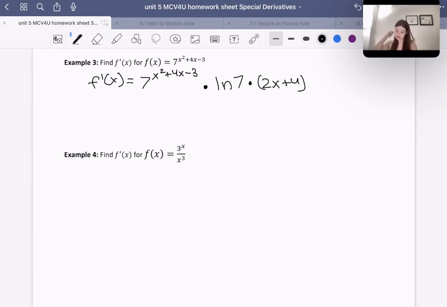It says to find the derivative for 3 to the power of x over x cubed. Okay, so here we're going to have to apply the rules we learned today about how to find the derivative of the exponential functions, and also we'll have to apply the quotient rule. So just a reminder, the quotient rule states that if y is equal to f of x over g of x, then y prime is f prime g minus f g prime over g squared.